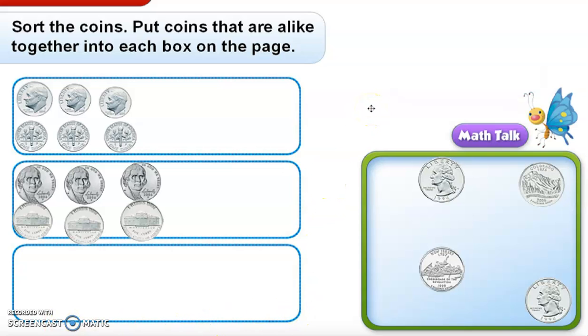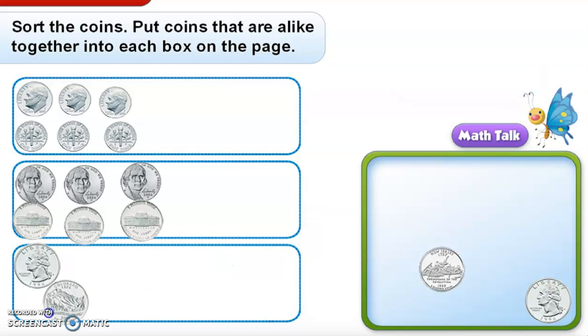Now quarters are the biggest coin, so they're bigger than a penny, they're bigger than a dime, and they're bigger than a nickel. And they're worth more too than all of those. They're worth 25 cents. So these are the quarters, and this is what a quarter looks like on one side, and then a quarter looks like this on the other side.